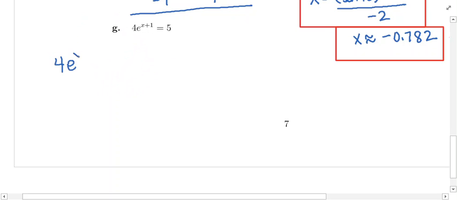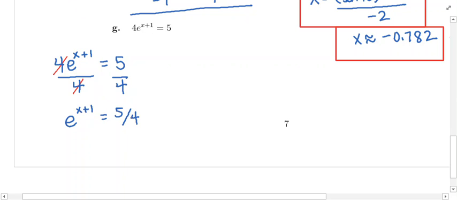Let me write the equation, okay? The first thing we're going to do is get rid of the 4, okay? E to the x plus 1, that's what we're trying to isolate. It is multiplied by 4, so we're going to start by dividing off the 4. Okay, so then the 4's on the left will cancel and give us that e to the x plus 1 is equal to 5/4. Okay, now we can take the logarithm.